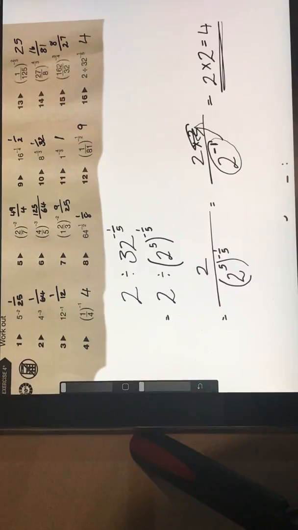For questions 17 to 24, please go to part 2 of exercise 4 star numbers 1.